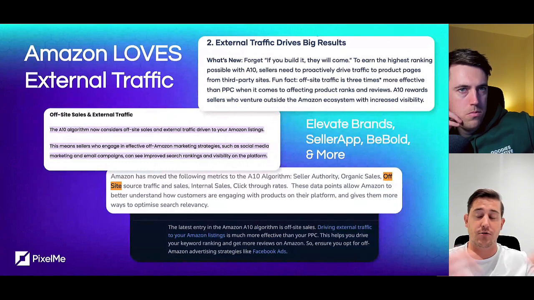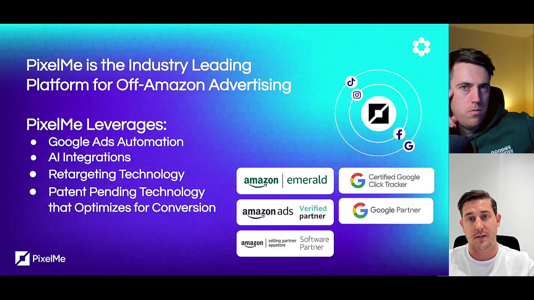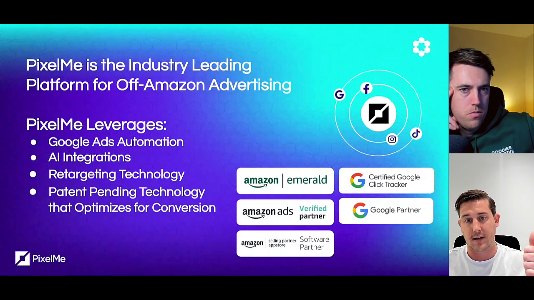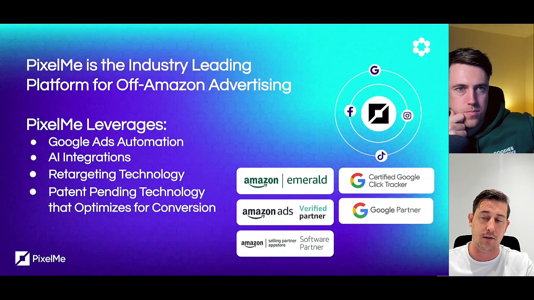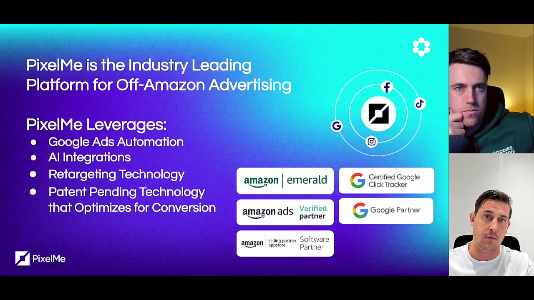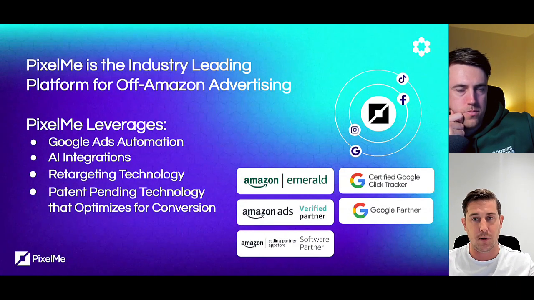Now, okay, external traffic matters, right? How do you leverage it? How do you take advantage of it? PixelMe is the answer. PixelMe is the industry-leading platform for off-Amazon advertising. It leverages Google Ads automation, meaning we have automations that if a keyword is underperforming, we will walk that bid down systematically. If we walk it too far down and we're not getting any clicks because we bid too low, we walk it back up and walk it back down until we find a place where we're really comfortable. And if something is just terribly performing and never gets better, we automatically pause that keyword.